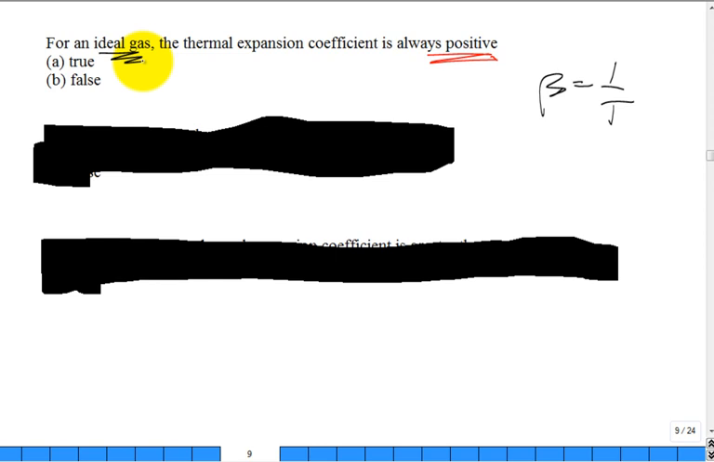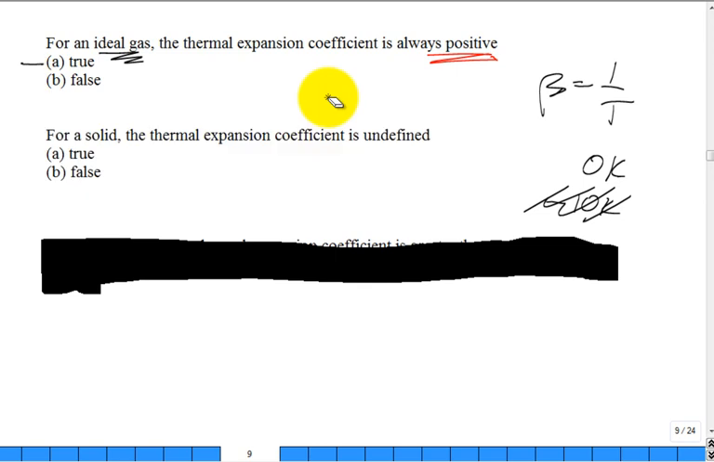Temperature of the sun, 6,000 Kelvin. Can we go like 0 Kelvin? So cold? Nah, stuff is going to start to liquefy. Forget the ideal gas. How about negative 10 Kelvin? You're not going to fall into that trap. No. For an ideal gas, the thermal expansion coefficient is always positive. For a solid, the thermal expansion coefficient is undefined. True or false?